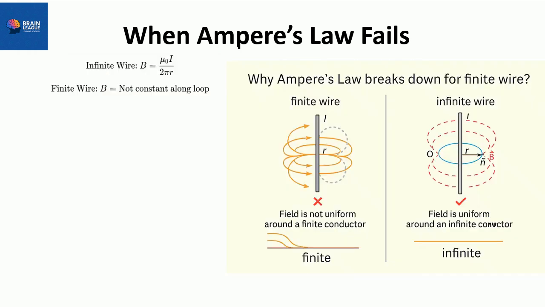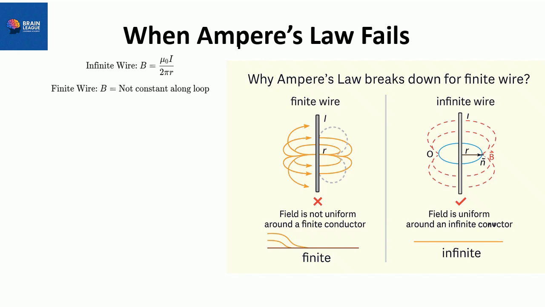Ampere's law works beautifully only when the magnetic field has perfect symmetry. Around an infinitely long wire, the field lines form perfect concentric circles. Every point on a circular path is exactly the same distance from the wire. The magnetic field strength and direction are identical everywhere. For the infinite wire, the field is tangent and equal all along the loop. The line integral of the magnetic field B around a closed loop is equal to the permeability of free space, μ0, times the total current I enclosed by that loop.